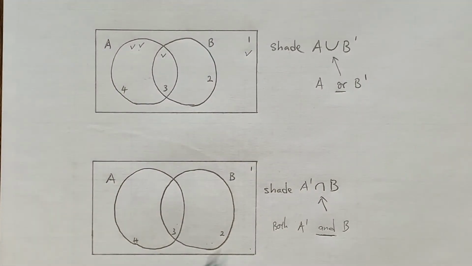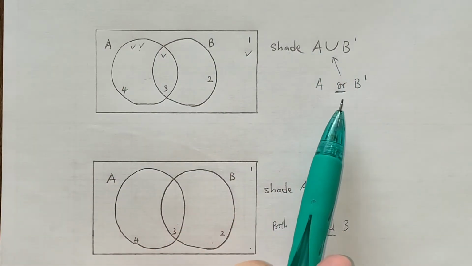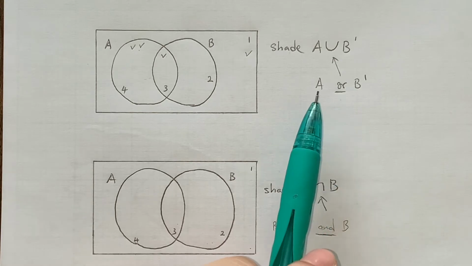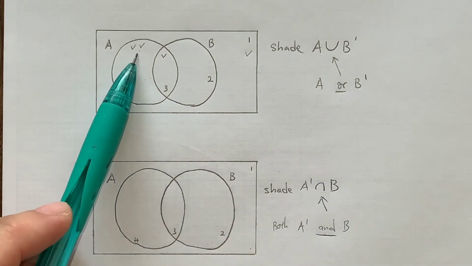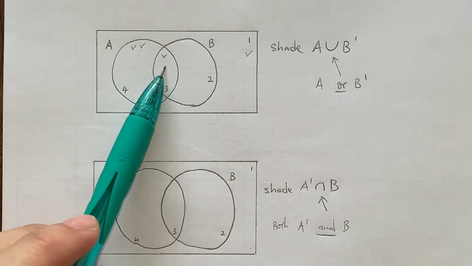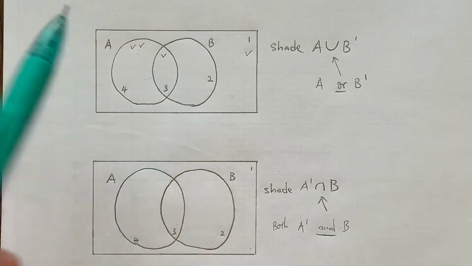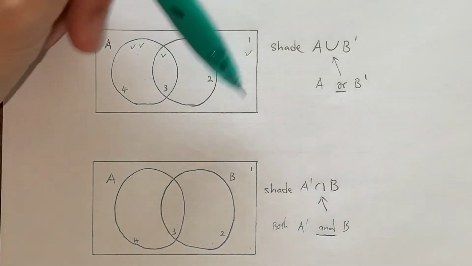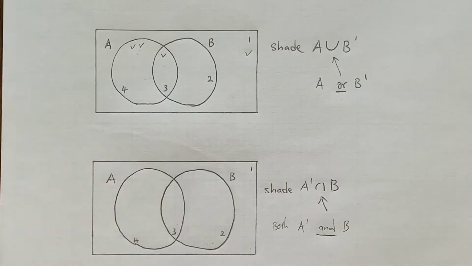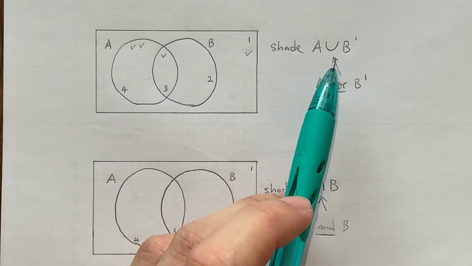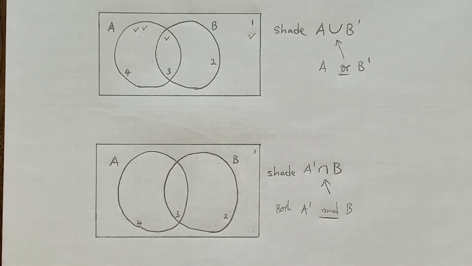Okay. So at this point, I've already ticked everything. Both the regions I've ticked. And based on OR, as long as you are in either one, I want to shade. Which means this one I'm going to shade, this one I'm going to shade, this I'm going to shade. So basically everything except region 2. So you just go and shade. Okay, so as long as I have a tick, I'm going to shade. That's for union.